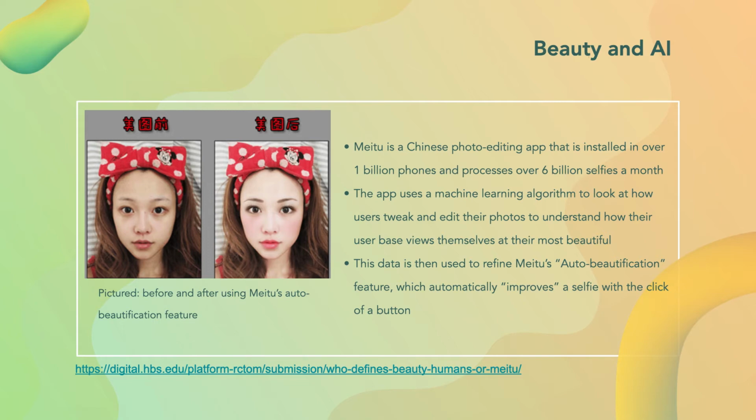So essentially, it uses a machine learning algorithm to look at how its users tweak and edit the photos. So it can kind of gain an understanding or a concept of beauty, or more importantly, how their user base specifically views themselves as their most beautiful. And so Meitu then compiles all this data, and they can actually refine Meitu's auto beautification feature so that at the click of the button, it can automatically put all these presets onto one user's selfie, so it can instantly make their nose thinner, their skin whiter, and their eyes bigger.